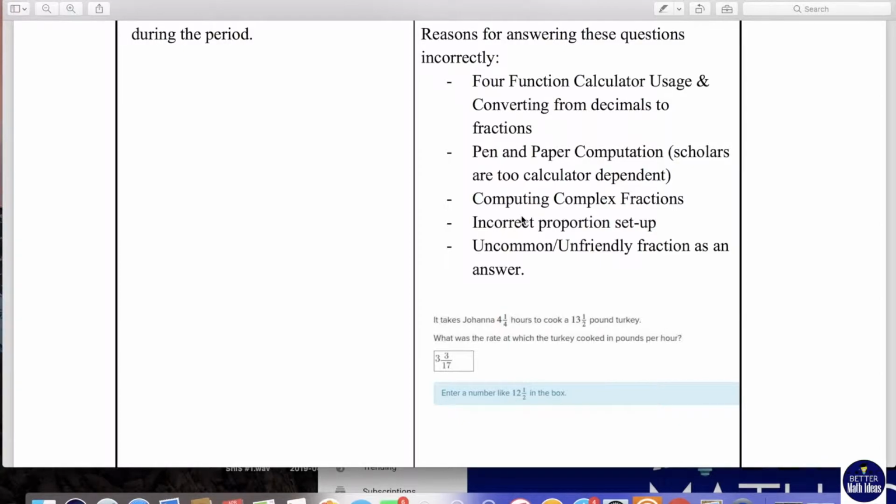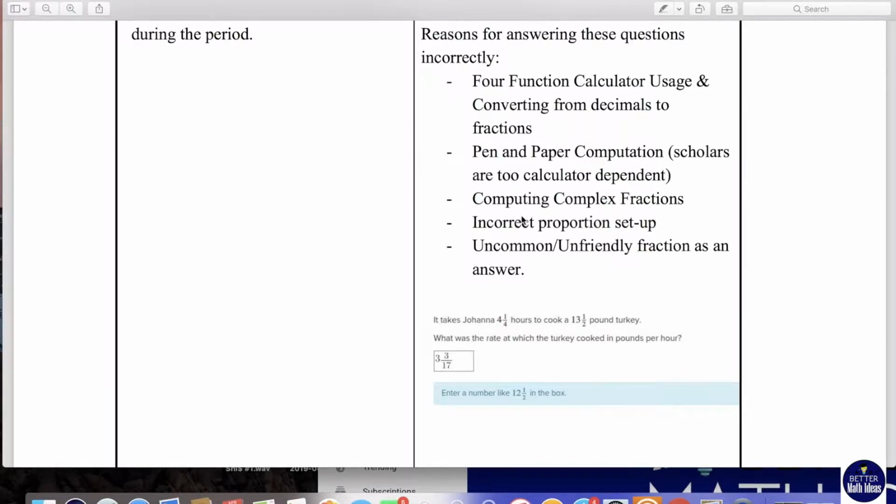We knew and understood that our students had access to four function calculators. But with this particular question type, because the answer must be displayed in a fraction, the four function calculator is of not great use, or students can't solely depend upon the calculator to find a solution to this particular type of question.